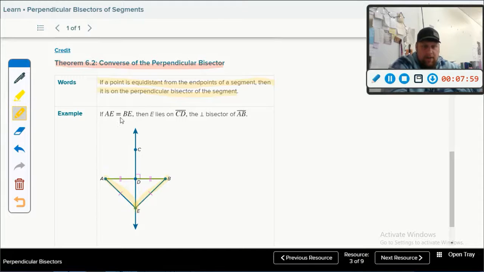So what is it saying here? If AE equals BE, so these two lengths equal each other, then E, right here, that point, lies on CD, this line, this whole line, the perpendicular bisector of AB. I know this stuff is really technical. We'll get through it. We're going to use it. So again, draw this, write down the words, write down the example. We're going to work some things out coming up.